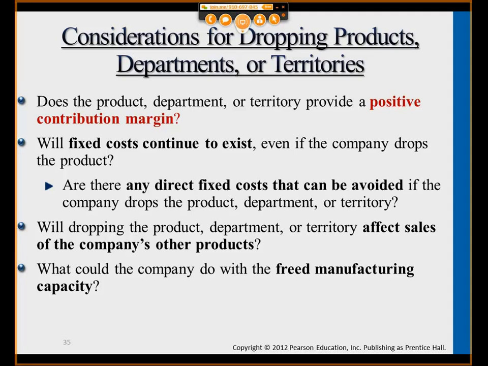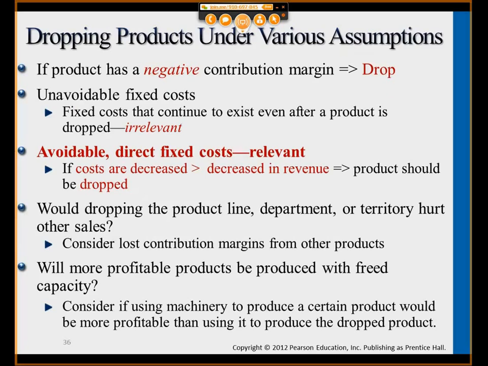So that brings us to the next discussion. How do we decide whether the product provides a positive contribution margin or not? Because when we're talking about dropping the product, there are different circumstances that might be causing the negative income, right? The loss. So if the product has negative contribution margin, we want to drop it, right?